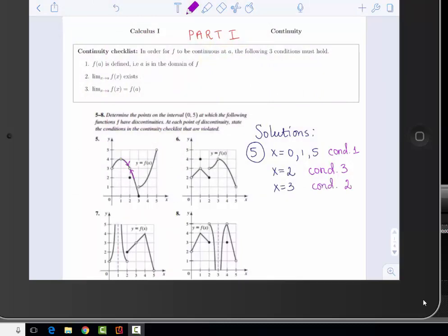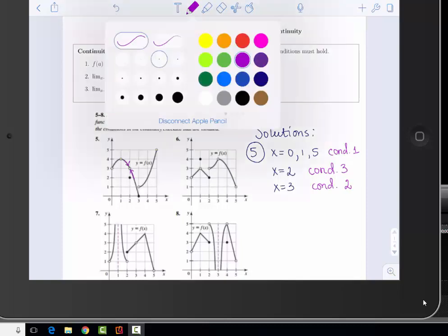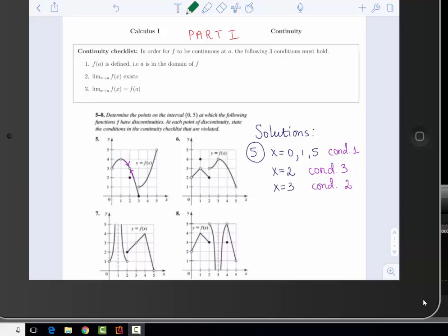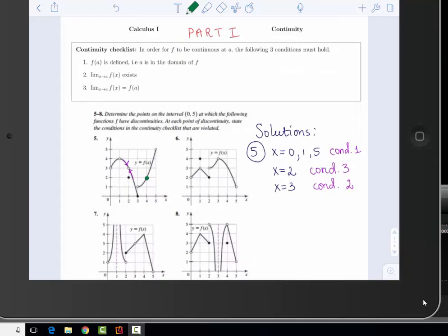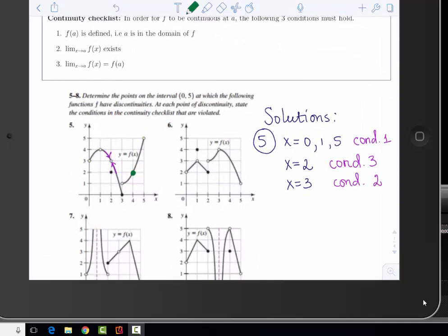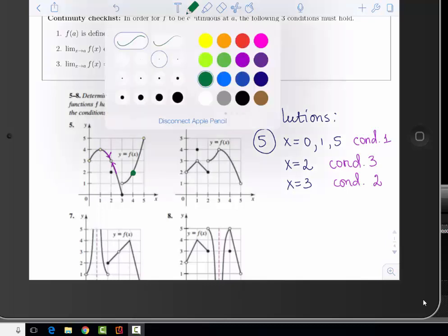Now you might be asking, is there a point at which the function is continuous? The answer is yes, there are lots of them, but here's one right here. At 4, the function is defined. The function has a limit, and it's the same as the value of that function, which is 2. Pictorially, we don't have a hole, we don't have a jump. The graph is continuous. Okay, so that's problem 5.